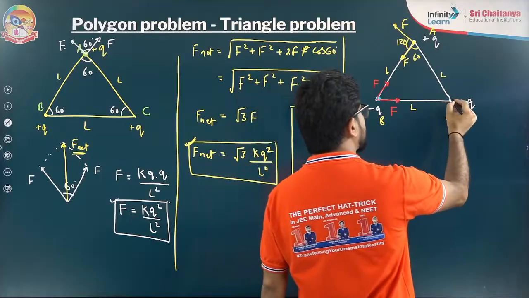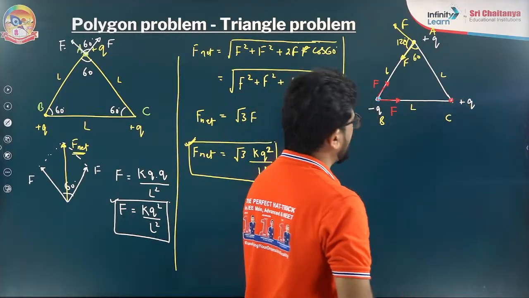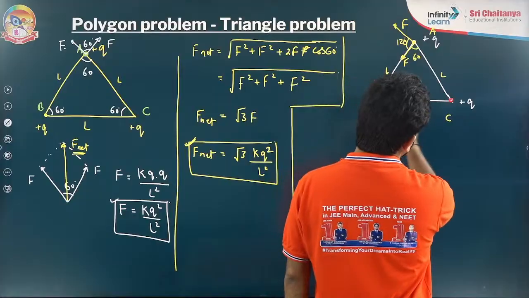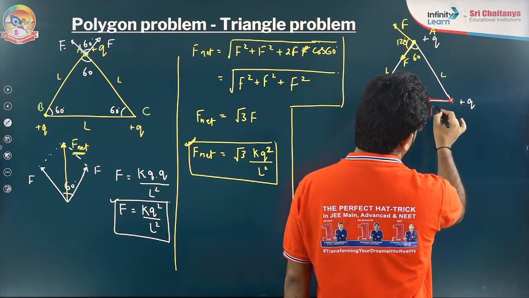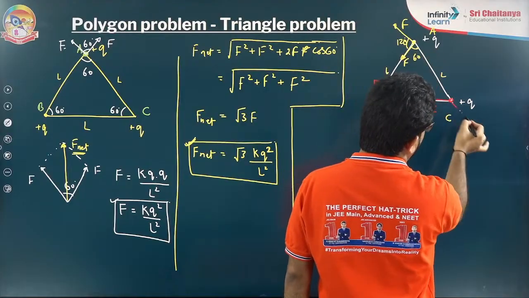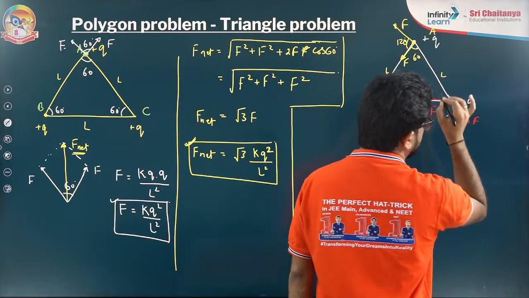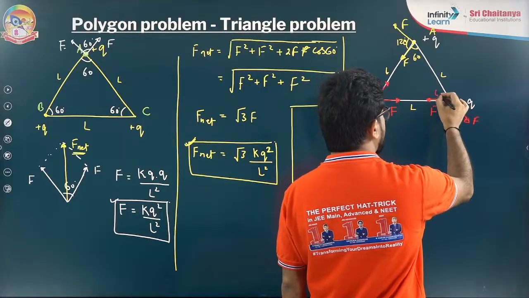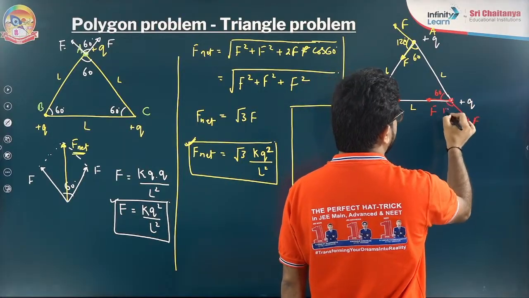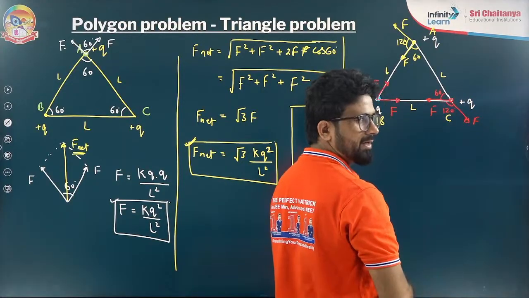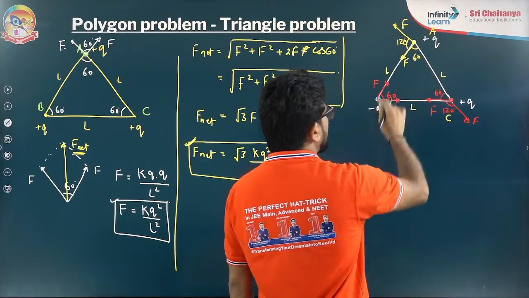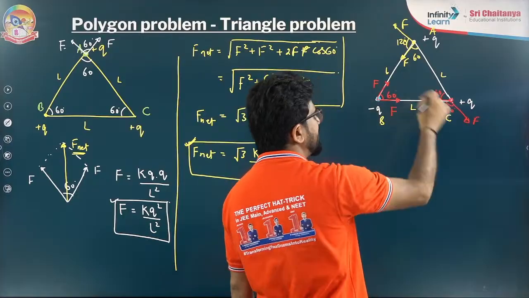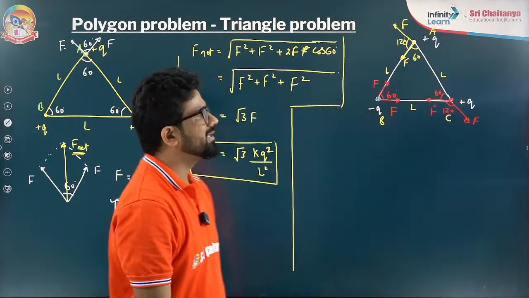If you go on C, what will you get? B is attracting it because this is a negative charge. It is attracting with force F. But A is repelling, that is also F. This angle is 60 degree and this angle is 120 degree. You can calculate again. Definitely you can calculate. Here this is 60 degree. So the force on A or force on B or force on C, if we want to calculate, can we calculate?